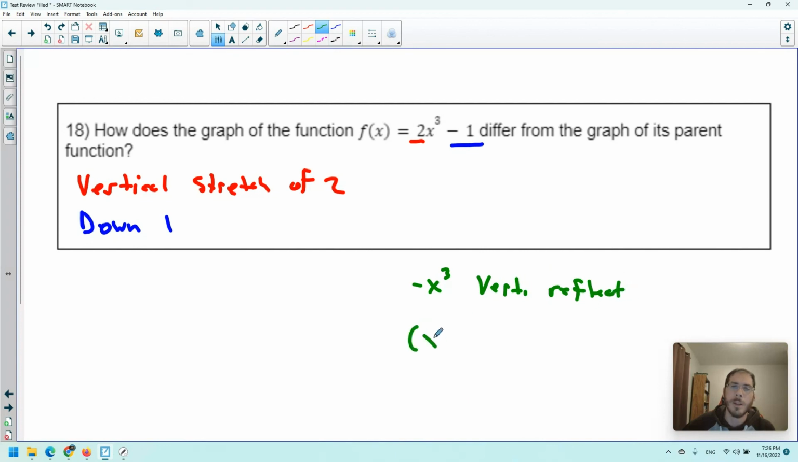And if we had something like x plus 7 to the third power, here we would be going to the left 7. And those are kind of the only other two options we could have: a left-right movement or that vertical reflection. So that's it with 18. You can graph it. You're going to get the down 1 pretty well, but the vertical stretch of 2 might be a little bit tricky. So it's a little bit easier to see that with just the number out front.